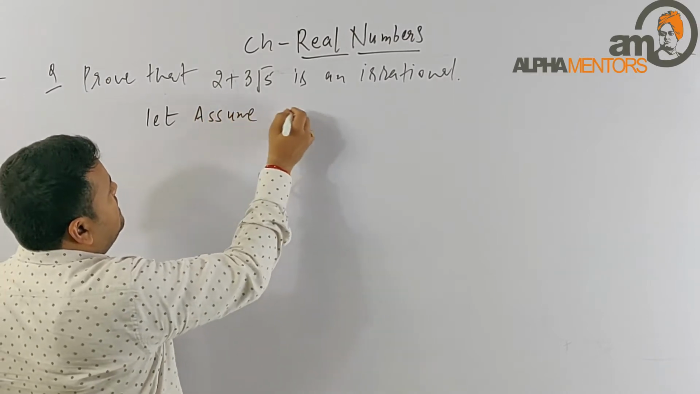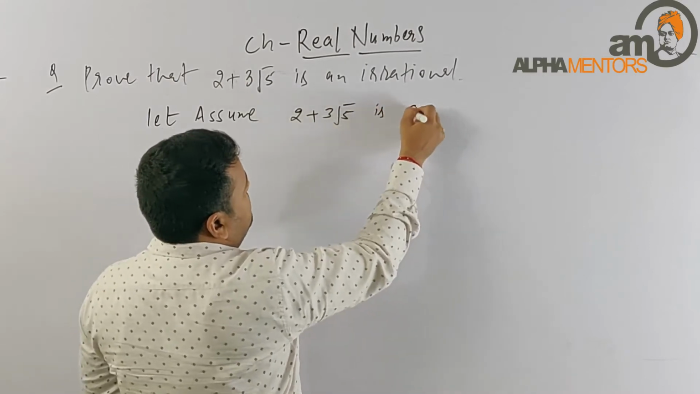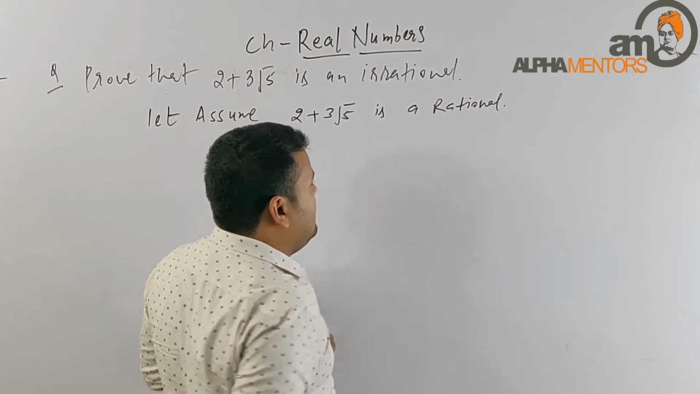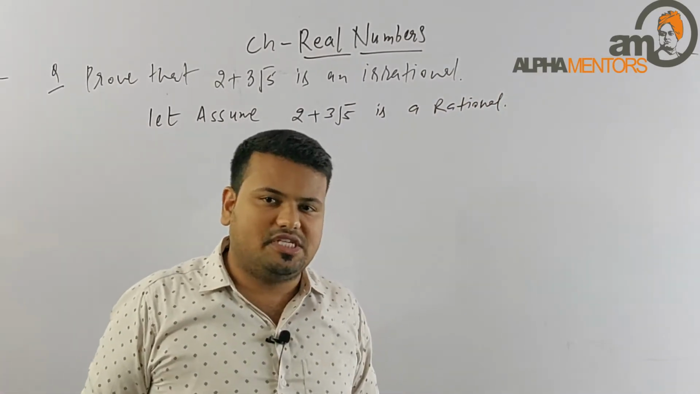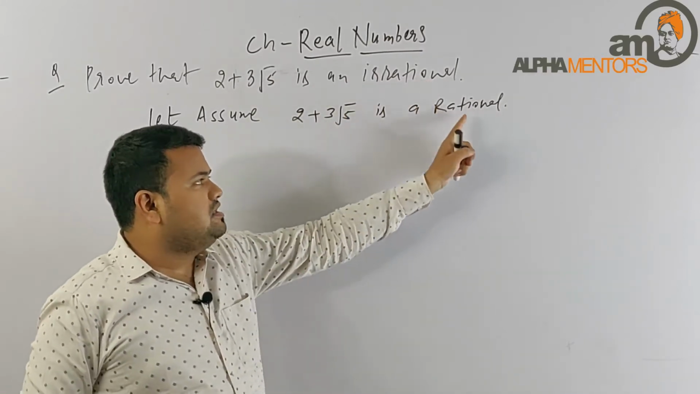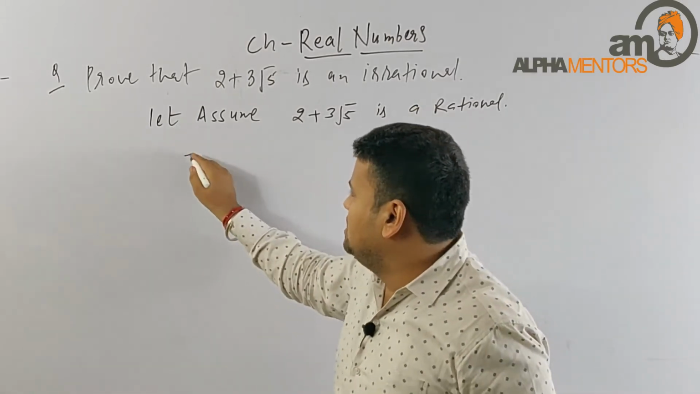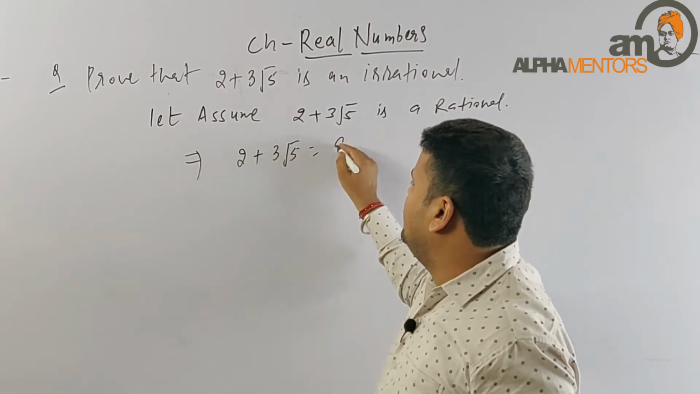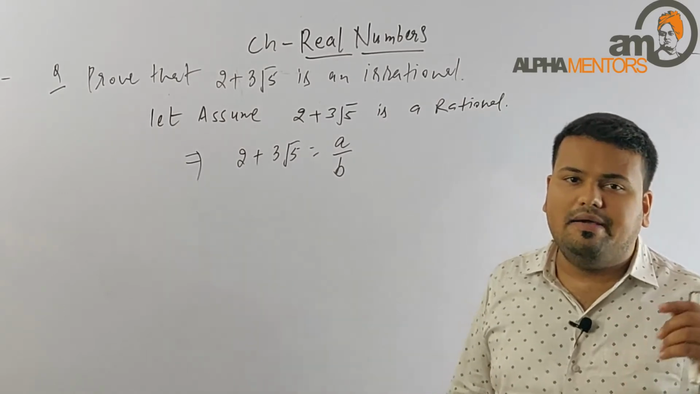सो इन द सॉल्यूशन, लेट अज्यूम, फिर से स्टार्ट करते हैं, let us assume 2 plus 3 root 5 is a rational, because in the last we discussed that by the contradiction method we have to prove these type of questions. So first the value which we have to prove irrational, first let this one is rational. If this one is rational, so I can write 2 plus 3 root 5 in a rational form that I am expressing as a by b.